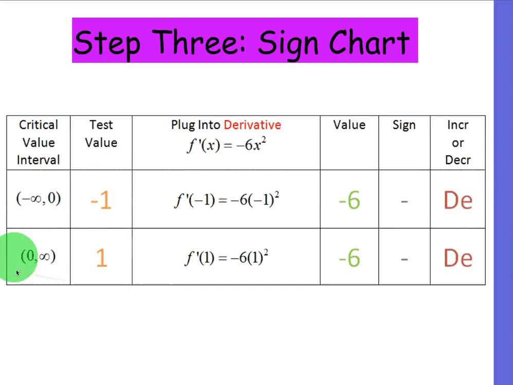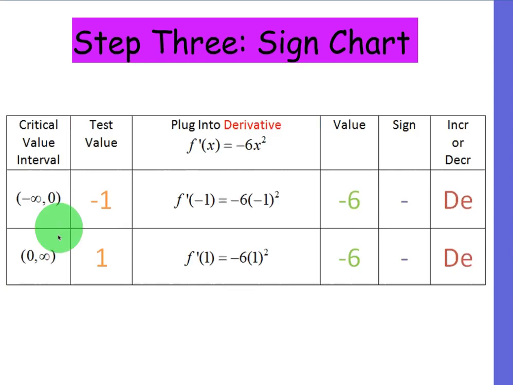However, when we plug in 1 into the derivative for our second interval, we get negative 6 times 1, which is also negative 6. So check this out. It went from decreasing to decreasing. What does that mean? Well, it just means it's decreasing on those two intervals. Now, be careful, okay? It will not be decreasing at 0. That is a critical value, okay? A function can't decrease or increase at a critical value. So it's going to go from decreasing to decreasing at 0.